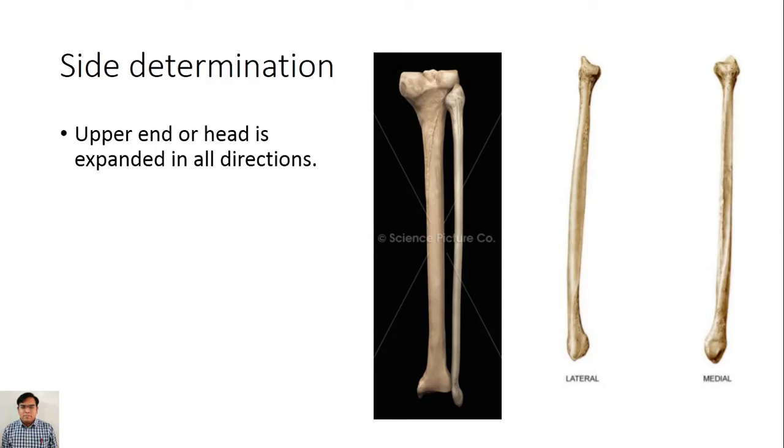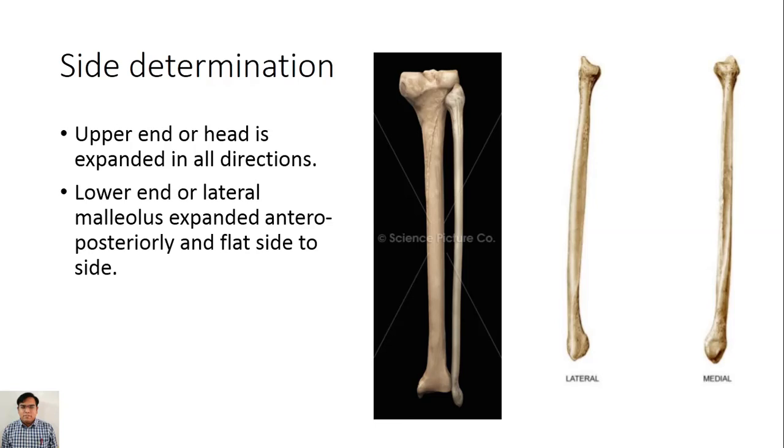The upper end is identified by the expanded end, which is also known as the head, and it is expanded in all directions. And the lower end, also called the lateral malleolus, is expanded anteroposteriorly and flat from side to side. So this is the lower end. On the basis of this we can identify the superior and inferior side.